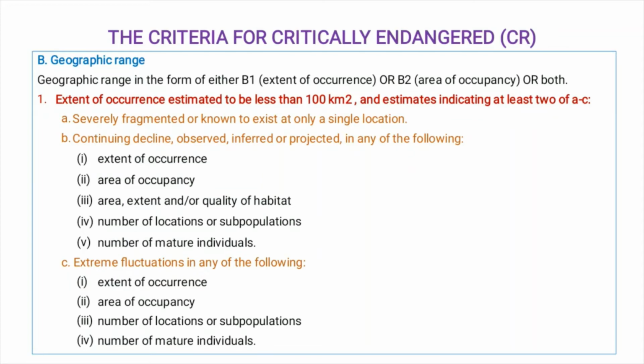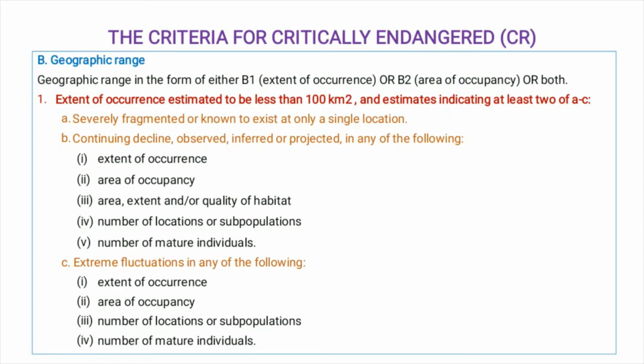So there is a decline in the extent of occurrence of that species, the area of occupancy, the area, extent, or quality of habitat which the taxa occupies, and the number of locations or subpopulations. As we have discussed, the subpopulations are relatively smaller, and along with this there is a continuous decline in the number of subpopulations that occupy a particular geographic range, and a reduction in the number of mature individuals. Mature individuals are those individuals that are capable of breeding.